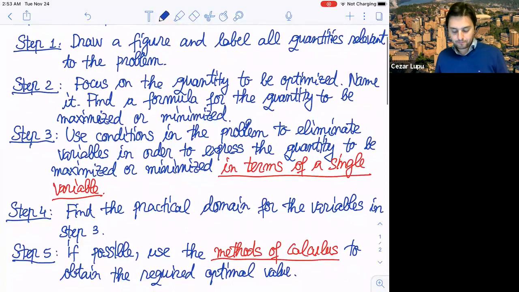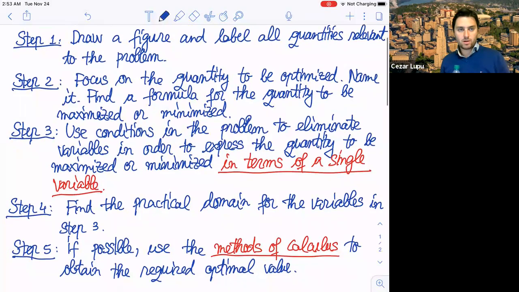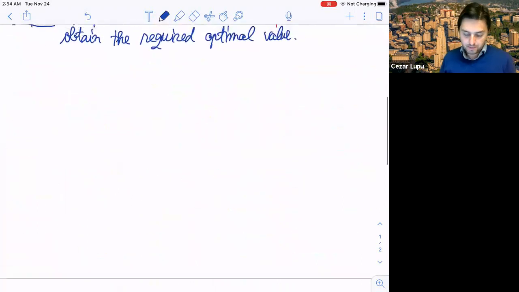I want you to look at them. Now we will work these 5 steps through some examples. And like I said, I will insist on examples in economy, in physical sciences, engineering, whatever. Let me start with the first example. Once again, look very carefully at these methods. All right, now let's see the first example.